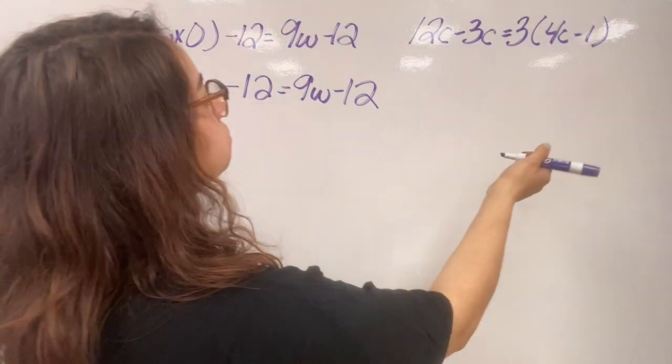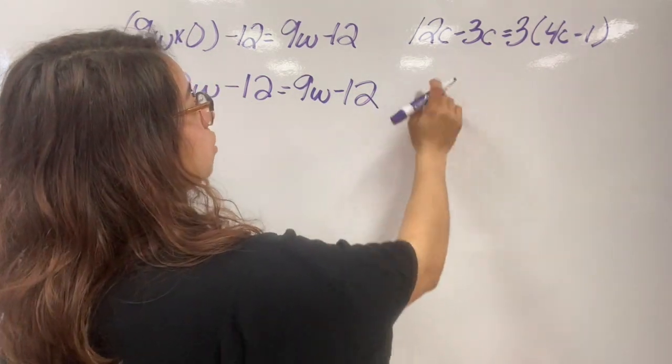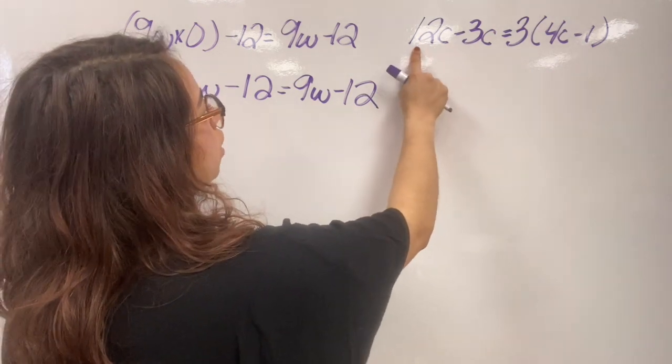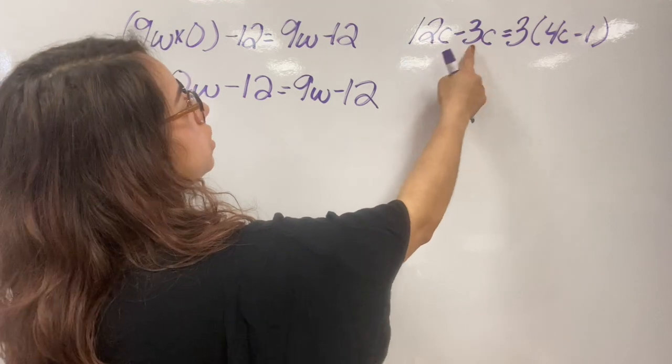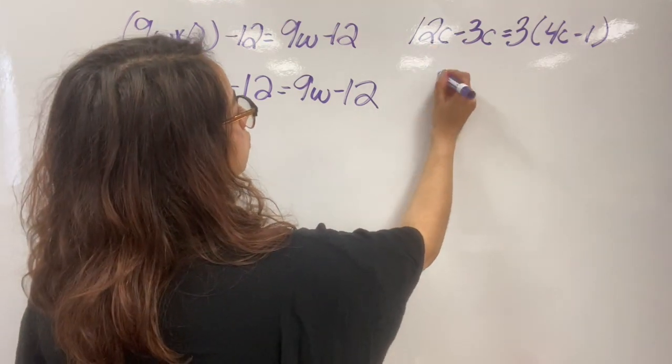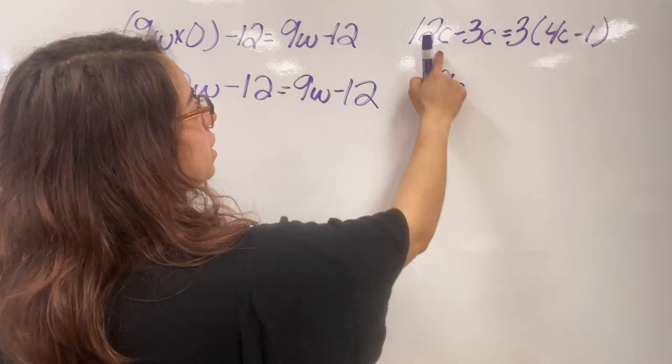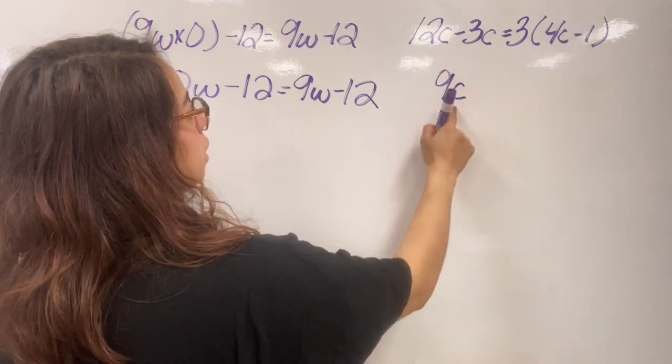Now here they already have it kind of solved. All we have to do is simplify. So 3 minus 12 gives us 9C, is 9C. The C does have to come down with it.